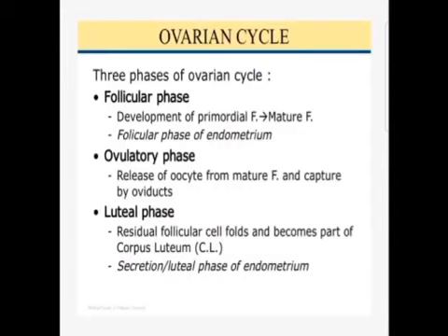During the ovarian cycle, there are changes in the ovary, as well as changes in the uterus also. The follicular phase of the ovarian cycle gives rise to the development of the primordial follicle into the mature follicle, and also at the same time there is the follicular phase of the endometrium. In the ovulatory phase, there is a release of the oocyte from the mature follicle and it is captured by the oviducts. Then comes the luteal phase, in which the residual follicular cells fold. They become part of the corpus luteum.